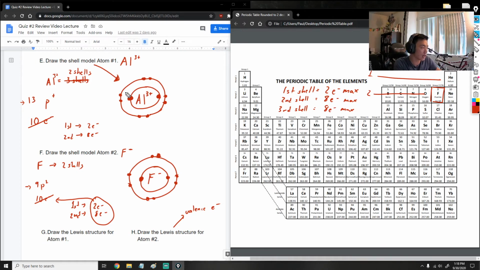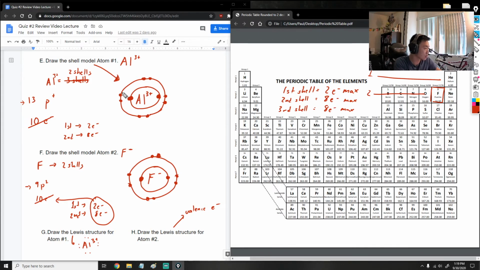Okay, so if we look at the outside of Al3+, we just count. There's 1, 2, 3, 4, 5, 6, 7, 8. So for the Lewis structure, all we need to write is Al3+, and we just need to draw 1, 2, 3, 4, 5, 6, 7, 8. And there you go. That's the Lewis structure for Al3+.